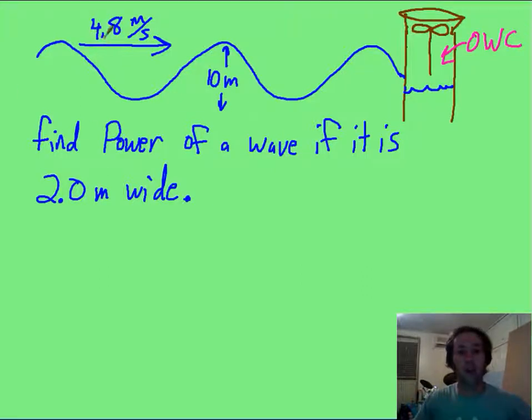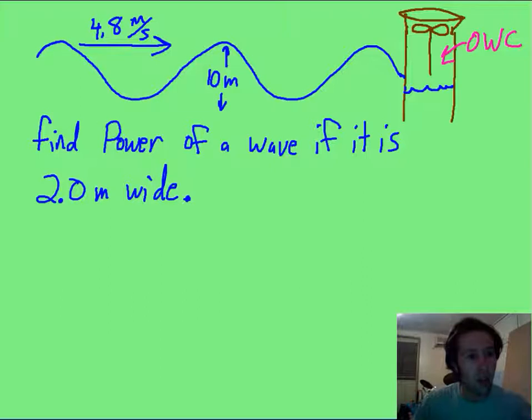Now, what you've got is the wave speed of 4.8. It's 10 meters from top to bottom. That's not the amplitude. That's from crest to trough. And the question might read this. Now, give this a pause, look at your data booklet, see if you can solve it.